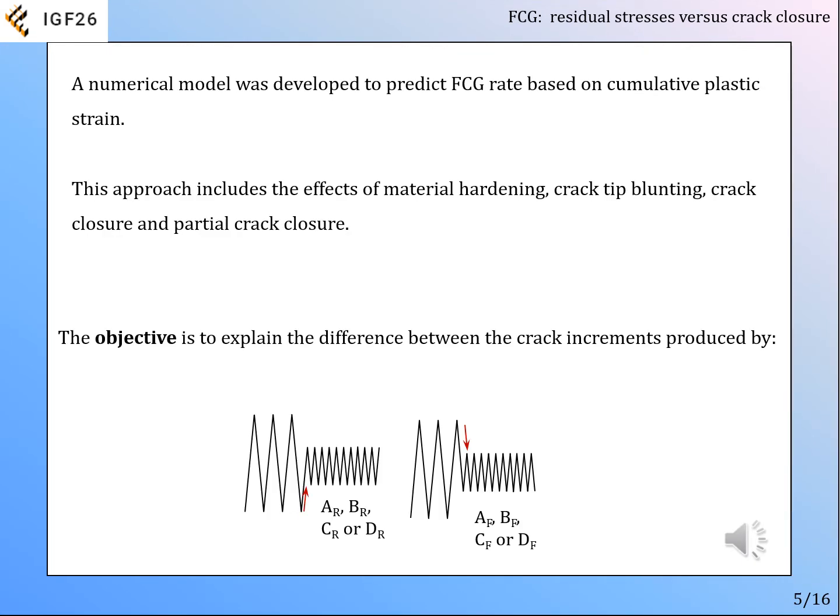In order to explain the experimental trends, we developed a numerical model to predict fatigue crack growth rate based on cumulative plastic strain at crack tip. Note that this model includes the effects of material hardening, crack tip blunting, plasticity-induced crack closure, and partial crack closure. The objective is to explain the difference between the crack increments produced by the two load patterns represented below.